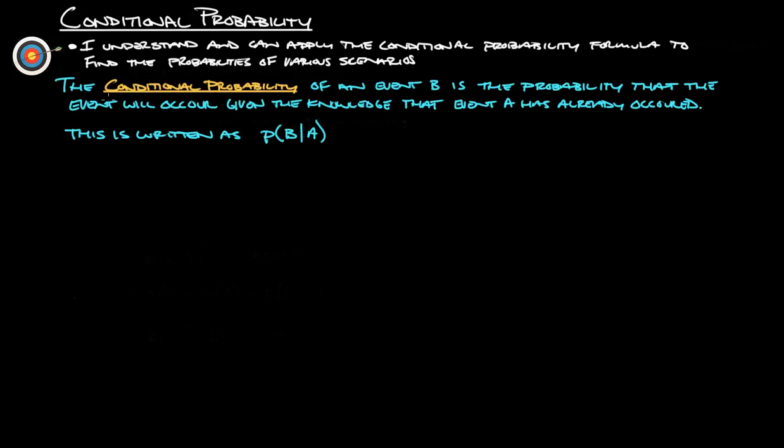Okay, so first thing, the conditional probability of an event B is the probability that the event will occur given the knowledge that event A has already occurred. This is written as P of B given A, the probability of B given that A happened. I'm going to take you through some examples, but I'm going to explain this formula to you first.